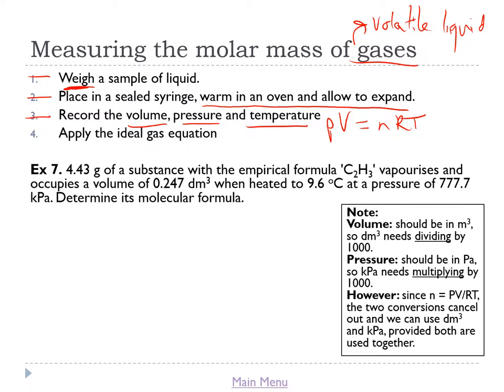We're going to have 4.43 grams of a substance with the empirical formula C2H3 that vaporizes and occupies a volume of 0.247 decimeters cubed when heated at 9.6 degrees Celsius at a pressure of 777.7 kilopascals. Now note in this question, we're actually going to go beyond just finding the molar mass to then use that to find the molecular formula as well.